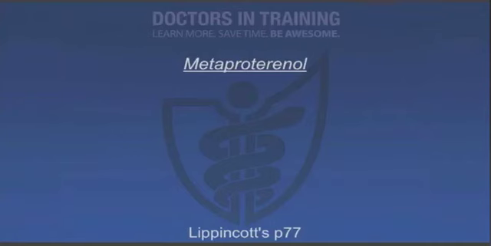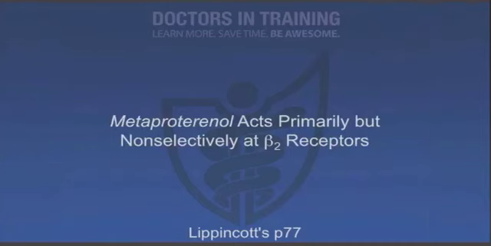The next direct-acting adrenergic agonist I want to mention is metoproterenol. And metoproterenol is chemically similar to isoproterenol, but it's not a catecholamine, and it's resistant to methylation by COMT. It can be administered orally, and it can also be administered by inhalation. Metoproterenol acts primarily, but non-selectively, at beta-2 receptors.